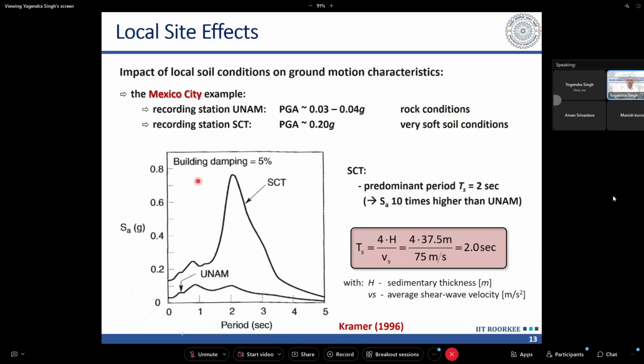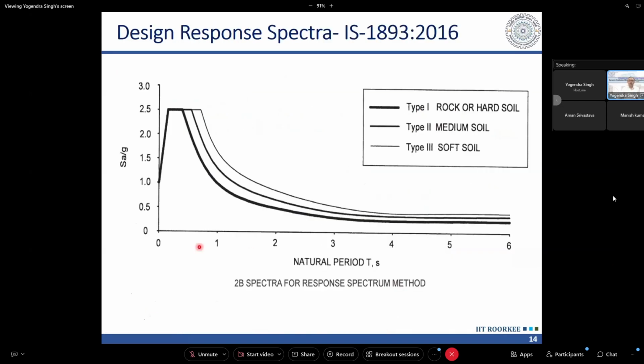So we have to be very careful on the sites which are in zone 2 or zone 3 and where deep alluviums are there. There we can get very high amplification of the ground motion, much more than what we have estimated. And that's what the Mexico earthquake has taught us.